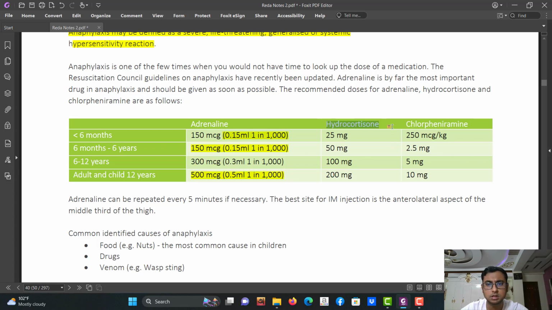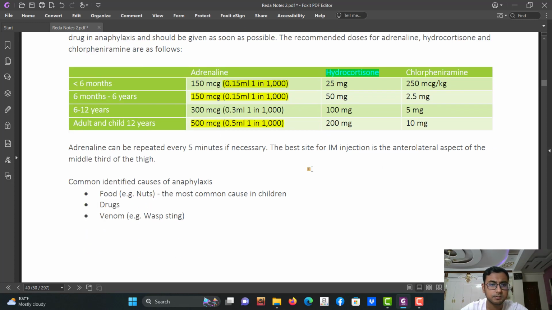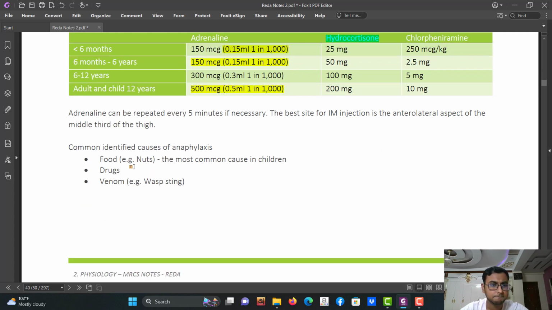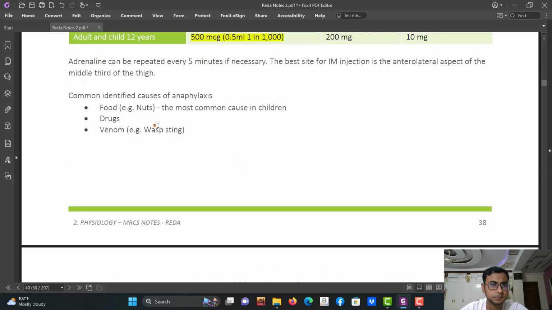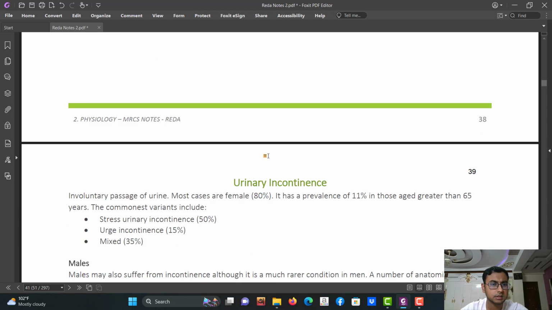Hydrocortisone is usually used here. Chlorpheniramine also is, but it is not used nowadays. These are also added with the adrenaline solutions. What are some causes? Some nuts, venom, stinging insects, and drugs. These cause anaphylaxis.